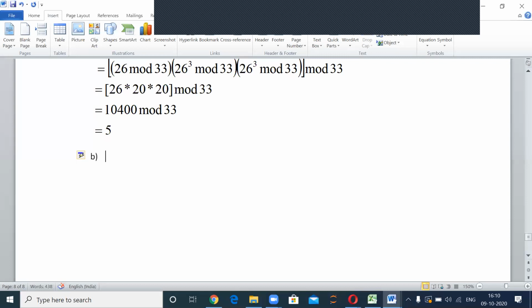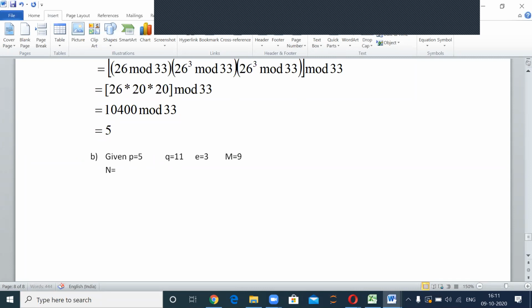First, we write down what is given. P is 5, Q is 11, E is 3, and M is 9. That is the plain text. This is given. Now you perform the RSA algorithm step by step.